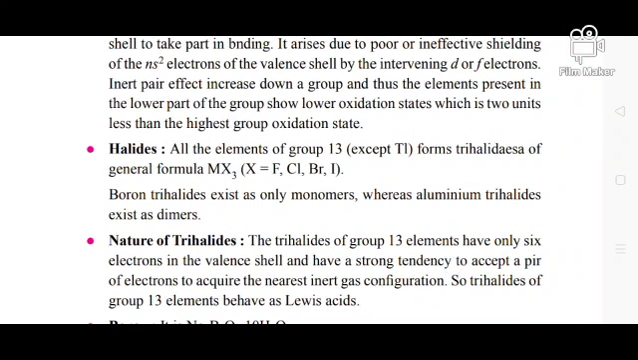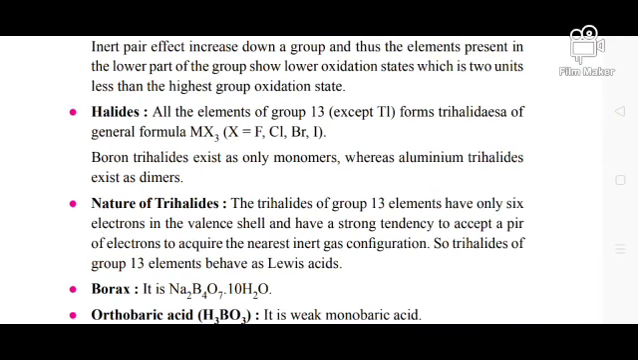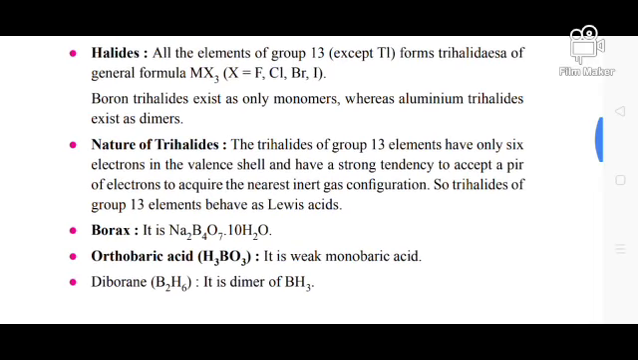After that, the halides. All the elements of group 13 except thallium form the trihalides of the general formula MX3, where X defines the halide group like fluorine, chlorine, bromine, iodine, and M may be a metal. Boron trihalides exist only as monomers, whereas aluminum trihalides exist as dimers. You have to remember this.